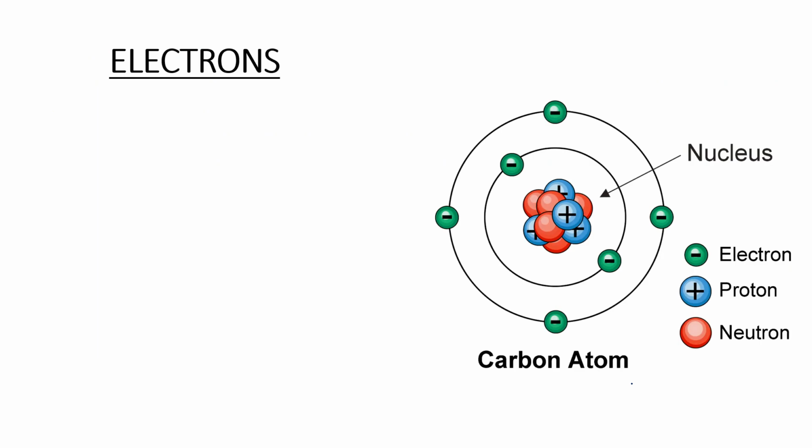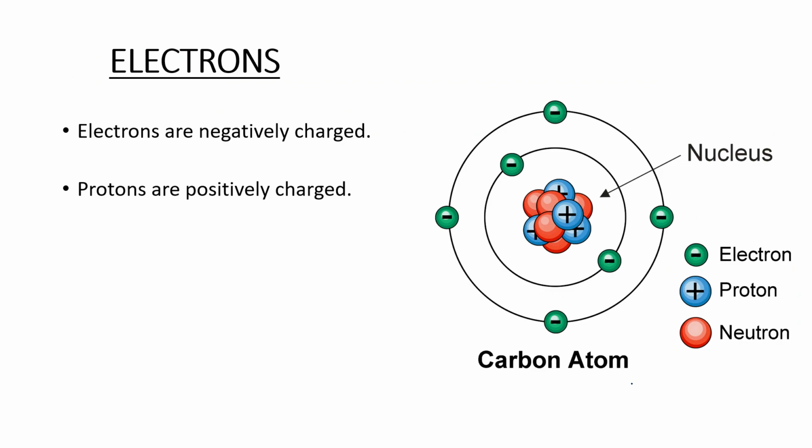So now let's take a look at the electrons. How do you come up with the electrons by looking on the periodic table? Well, keep in mind that electrons are negatively charged. They're represented by those negative green circles there. Protons are the positively charged particles. They're blue, and notice they're located inside the nucleus.